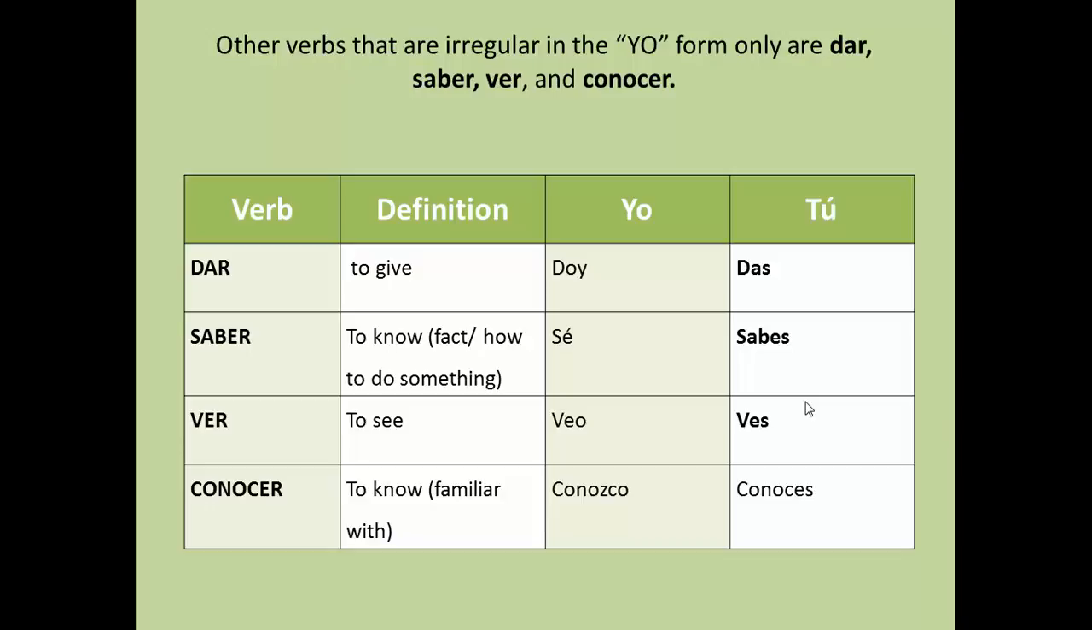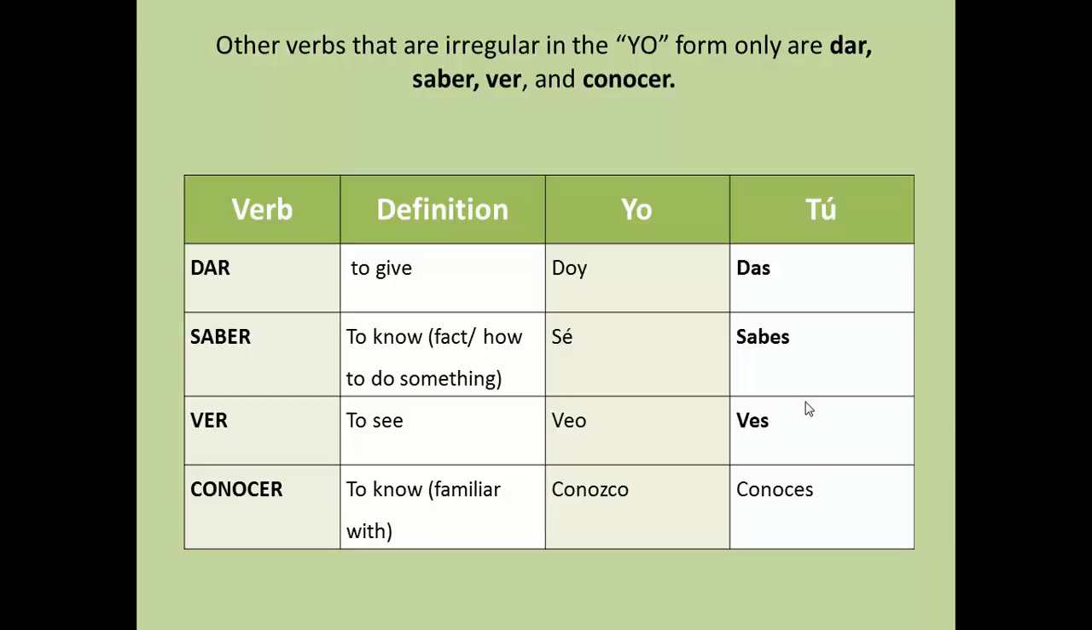Okay, saber, to know a fact or how to do something. The yo form is sé, with an accent. Make sure you have an accent in there. And then the other forms: sabes, sabe, sabemos, sabéis, saben. Ver, to see: veo, ves, ve, vemos, veis, ven.